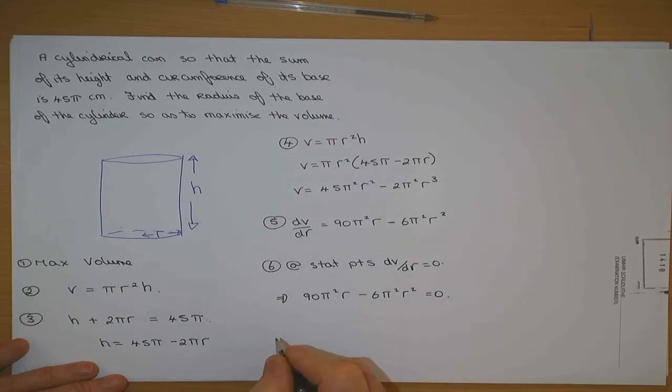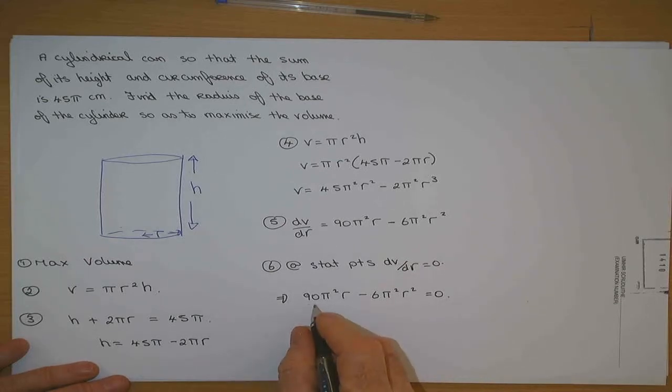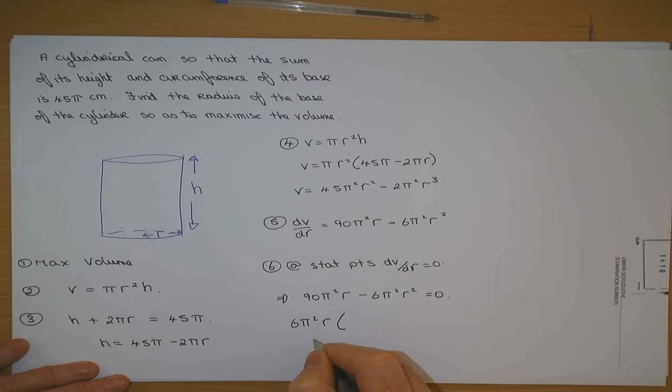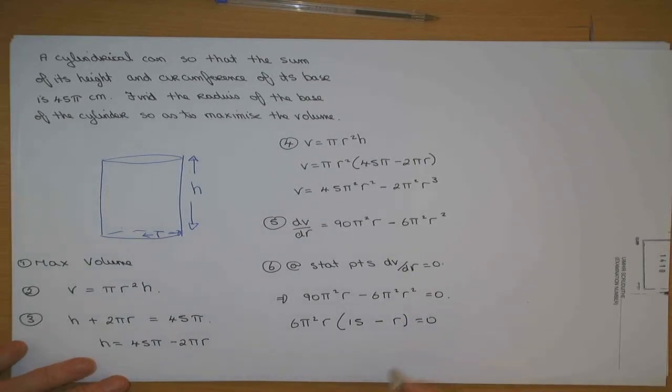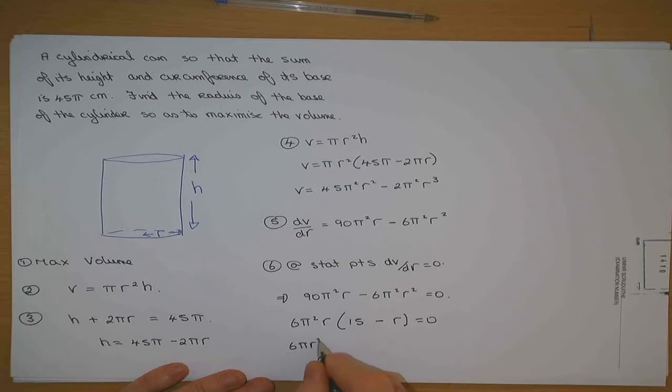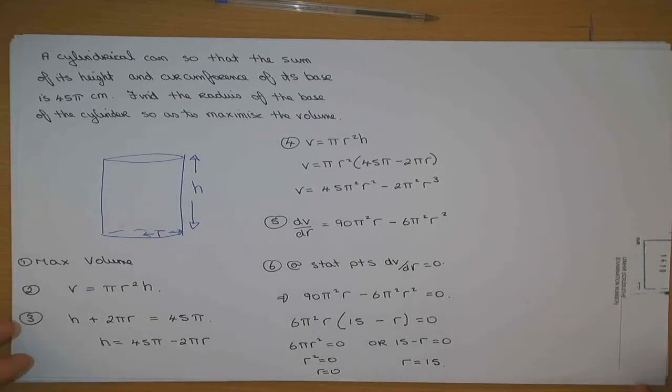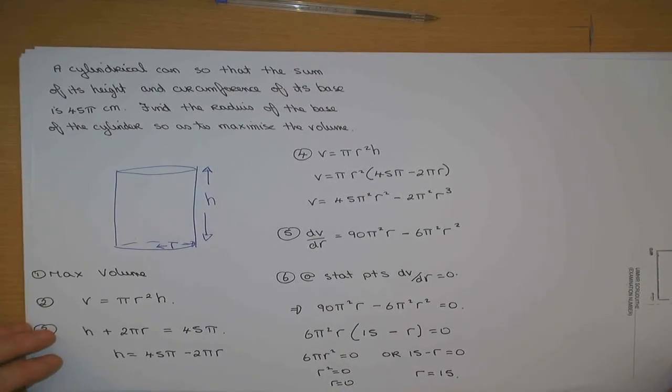How will I solve that? Factorize it. And what's common? Will 6 go into 90? Many times. So 6 pi squared r is common. Take it out of here, 15 minus r, take it out of here. So 6 pi squared r is 0, or 15 minus r is 0. So r is 0 or r is 15. So I get two possibilities, 0 or 15.